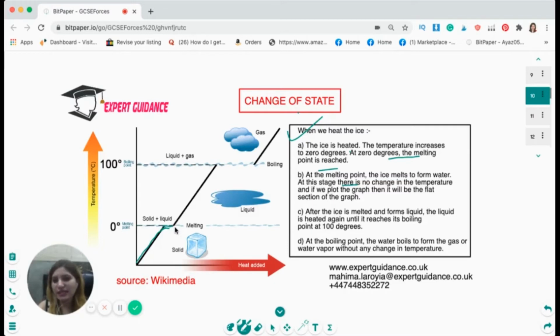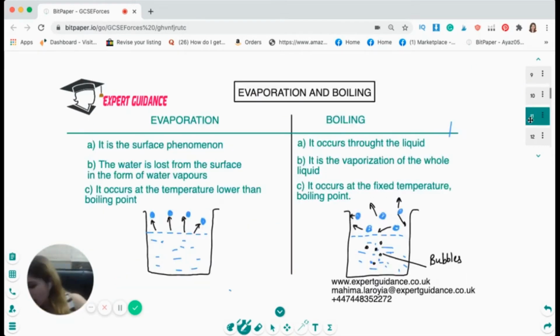After the ice is melted and forms a liquid, the liquid is heated again until it reaches its boiling point, which is 100 degrees. And at the boiling point, the water boils to form a gas or water vapor without the change in temperature. Okay, so this explanation of the heating curve you should understand, and you should be able to write it if it is asked in the exam. All right. Okay, now let's move on to the difference between the two concepts.